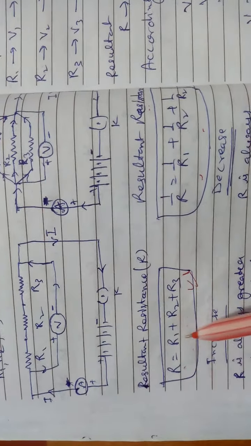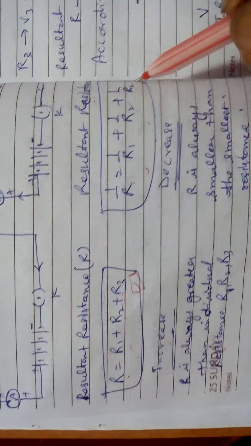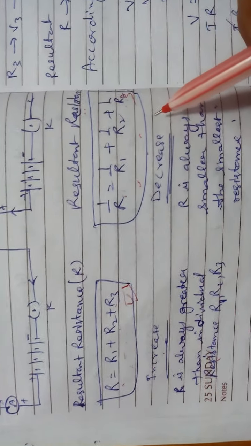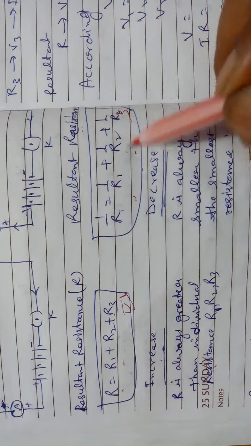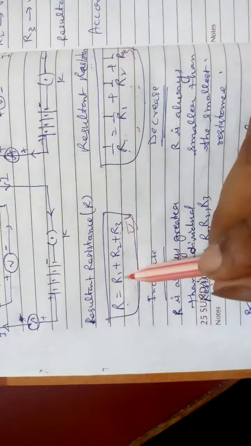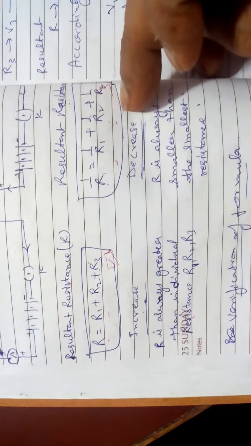In the parallel, the resultant resistance is always less than the smallest one. R1, R2, R3, which one is the smallest? Suppose R3 is the smallest. It is 4 ohm, it is 2 ohm, it is 1 ohm. So the result will be less than 1 ohm. Here if R1, R2, R3 are 2, 3, 5, then it will be more than 5. In series you get more than the highest one; in parallel it is less than the smallest one.